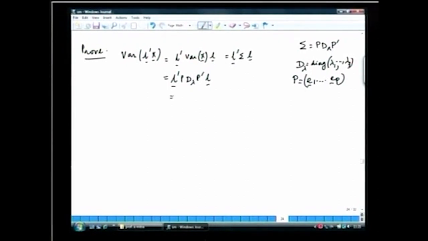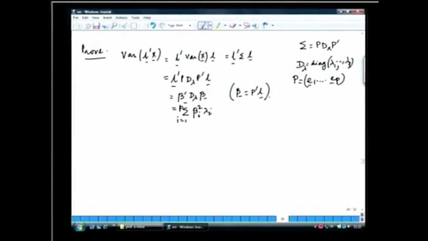Now, for this L prime P D lambda P prime L, I can write it as beta transpose D lambda beta, where beta is nothing but P prime L, right. And that is nothing but a beta vector, a diagonal matrix whose diagonal elements are lambda i's, and then the beta vector again. So, that is nothing but a summation of the type beta i square lambda i from 1 to p.